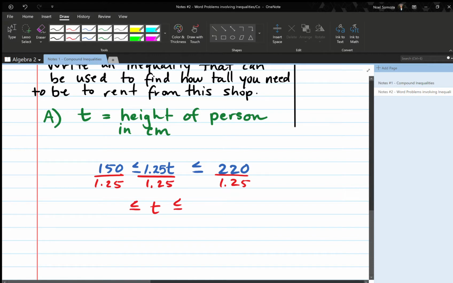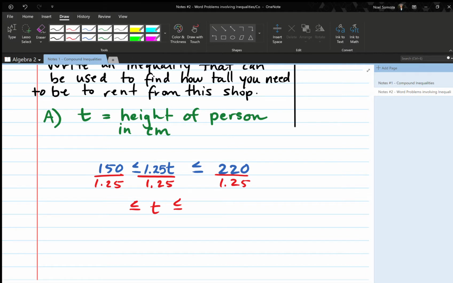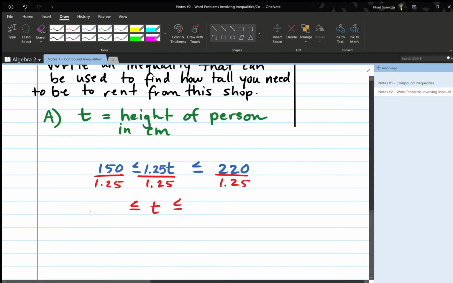Most of you should have some calculators in front of you. Help me out. Give me 150 divided by 1.25. What do we get? 120. And what's the other one? 176. Oh, did I draw that twice? Okay, all right, cool.